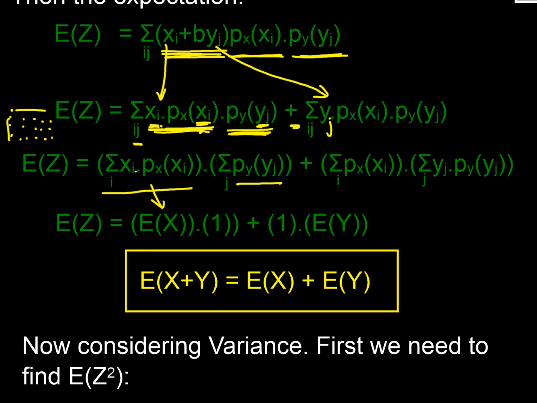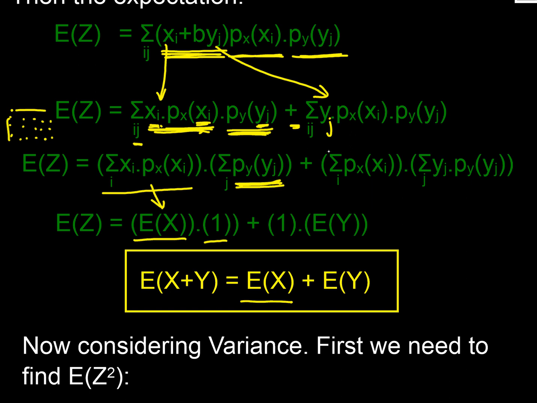Okay, and if we have a look at that, we know that this first part of the term here is xi times the probability of xi, so that's the expected X, and the second one is the sum of all our probabilities of yj, and of course they must add up to 1. So the first term here is expected X. And let's have a look at the second term.